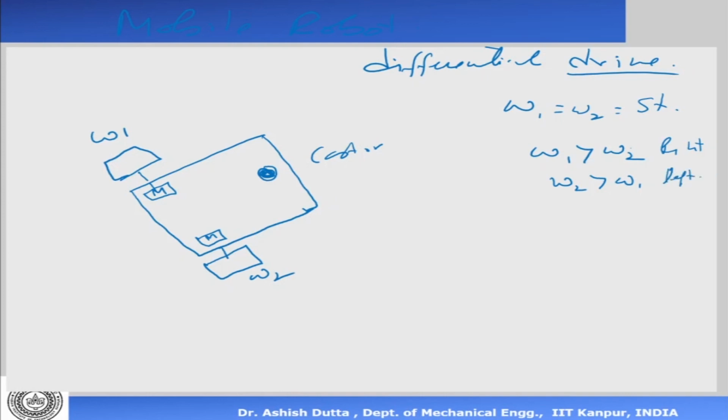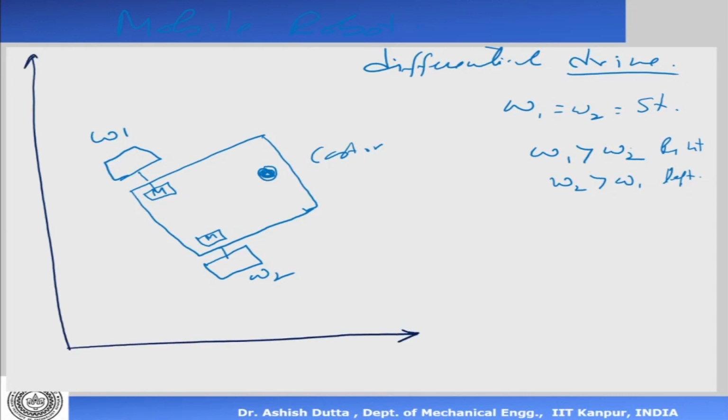Now, the first thing we need to do here is to assign frames. So let us write our global frame. In the case of a mobile robot, we assign a global frame which is not moving. Let's call this the I frame. This is my x-axis, y-axis, which is not moving. I can call it x0, y0 also, the frame which is not moving.